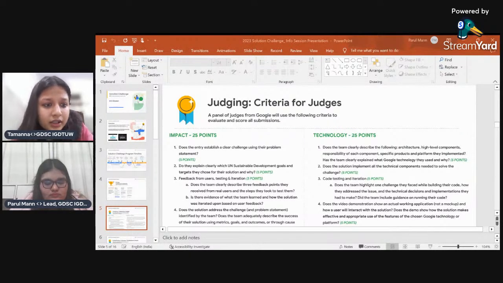So the technology also matters a lot. Obviously they require an architecture diagram in which you show the flow of how it is working between the front end and the back end, and if there's an ML model, how you're integrating with that, right?